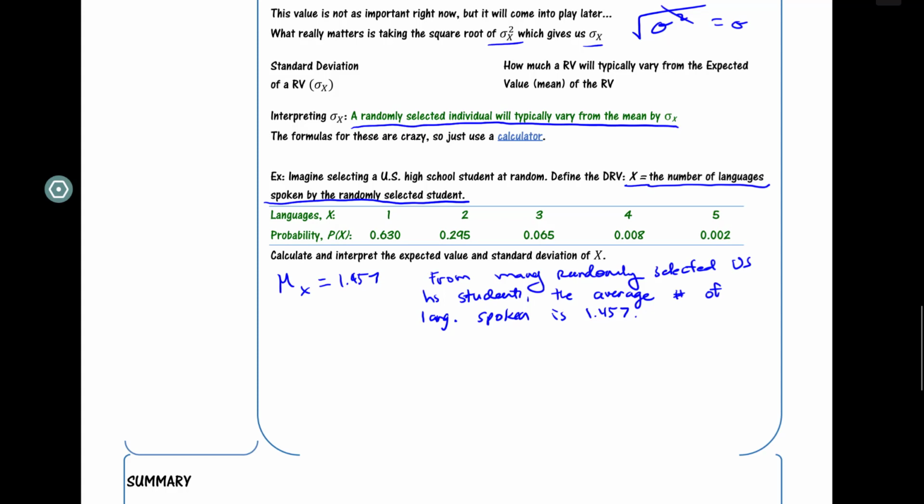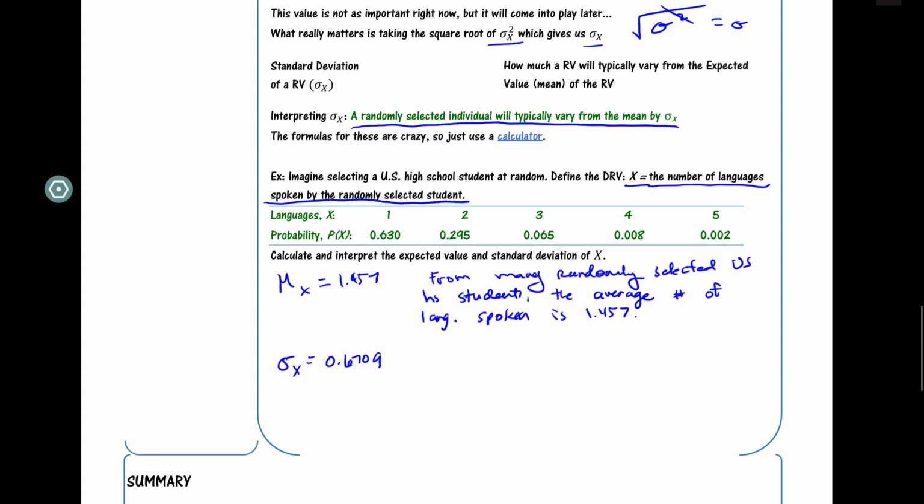Again, that doesn't seem to make sense. How can you speak half of a language? What it's just indicating is that, hey, you could be speaking more than one language. That is something we are going to typically see. Okay? Now, the standard deviation, however, sigma sub x, was 0.6709.